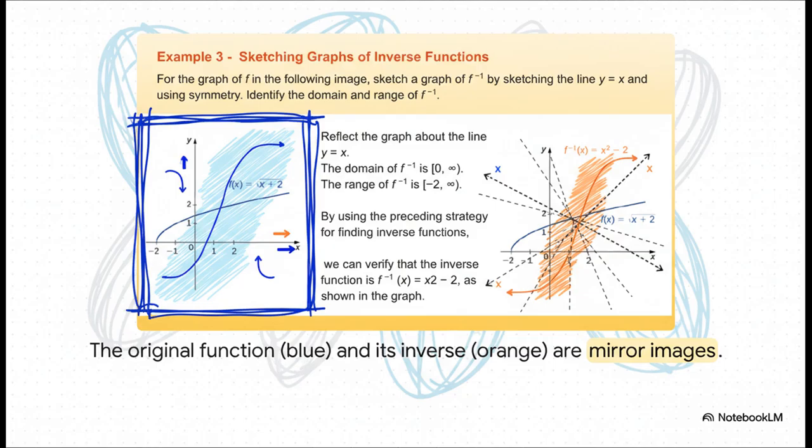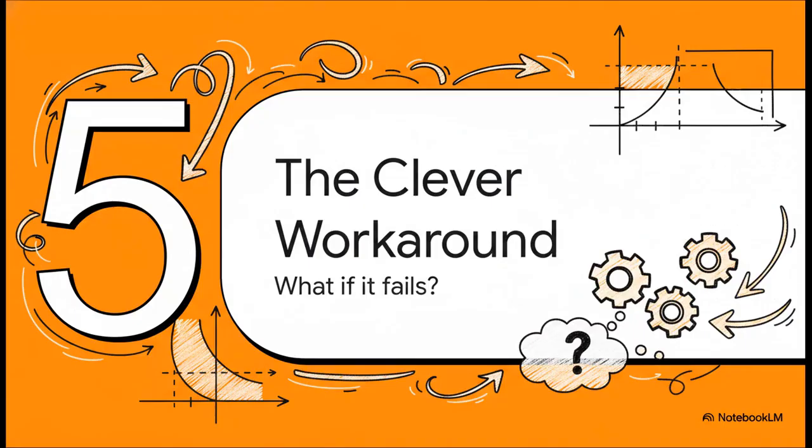Just look at this graph. The original function is there in blue, and its inverse is in orange. See that dashed line cutting through the middle? That's our mirror, y equals x. And you can literally see how, if you were to fold the paper along that line, the blue and orange curves would match up perfectly. They're perfect mirror images.